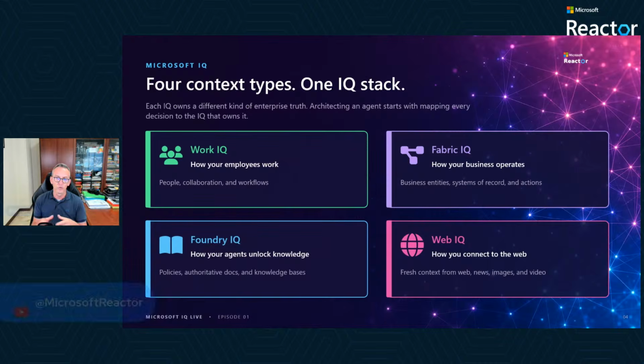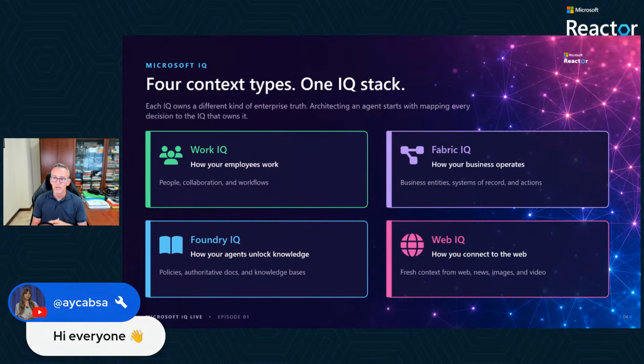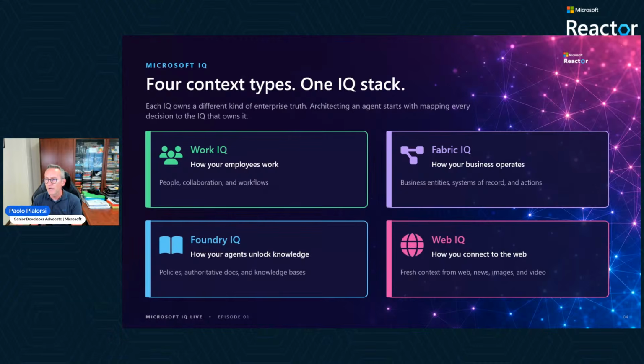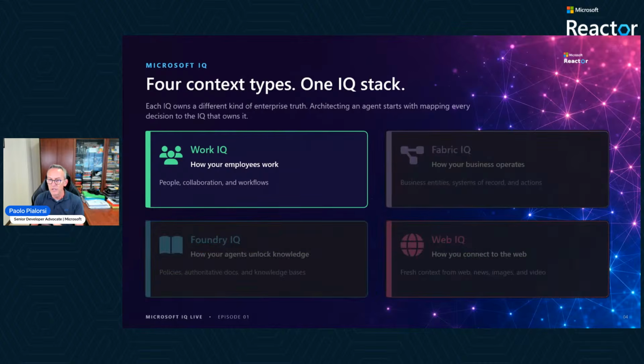When we think about WorkIQ, WorkIQ is part of the big family of Microsoft IQ, which is made of WorkIQ, FabricIQ, FoundryIQ, and WebIQ. With FabricIQ, you work with how your business operates. With WebIQ, it's about how you connect the web in an intelligent way from an agent perspective. And with FoundryIQ, we work with how your agents unlock knowledge. But WorkIQ, which is the topic of today, it's all about how your employees work in your company. So what are the people, the collaboration, and the workflows in your company?